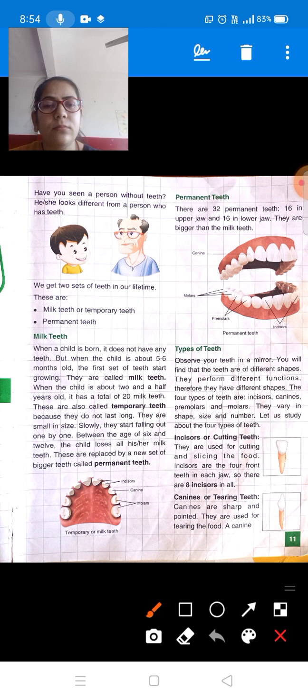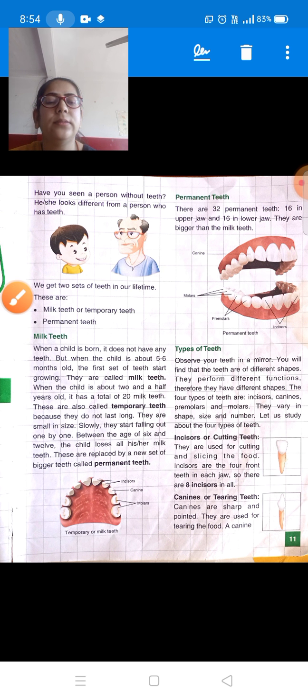See, these teeth are different from those teeth, right? The teeth at the front are different from the teeth at the corner. Why? Because teeth are of different types. So let's start types of teeth.